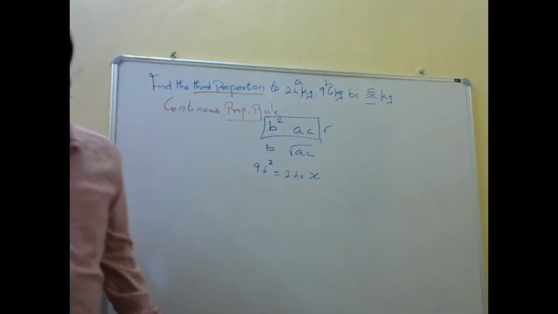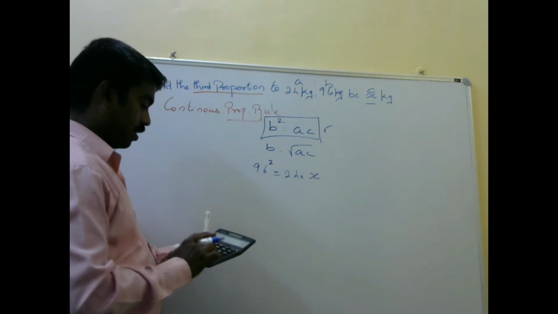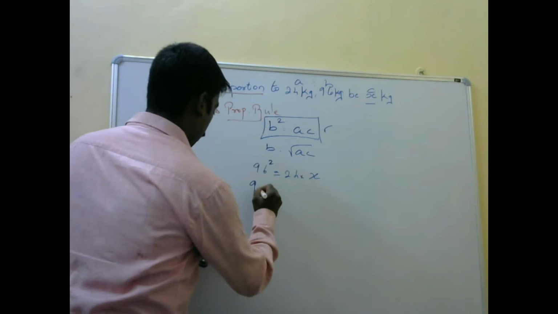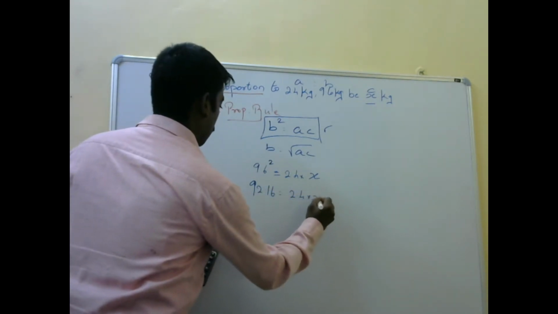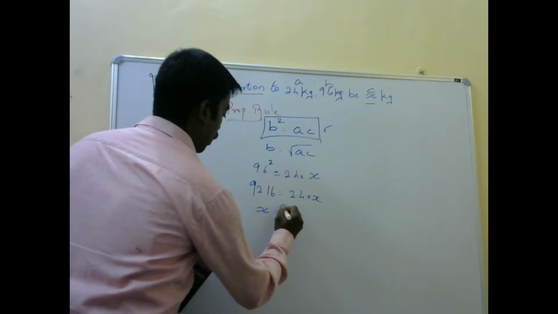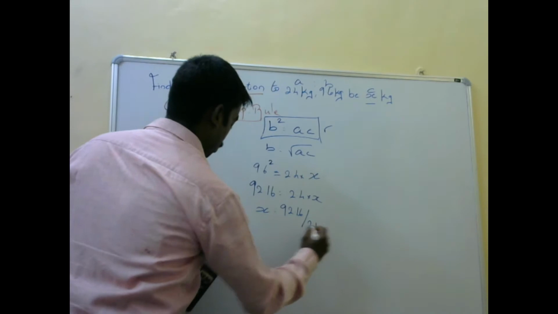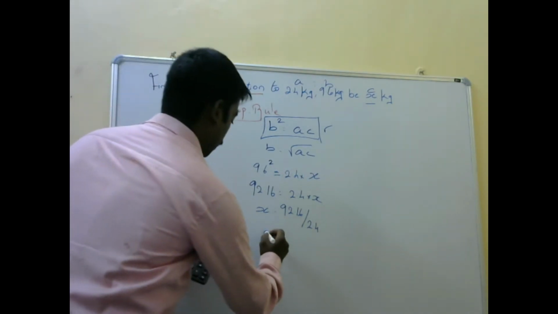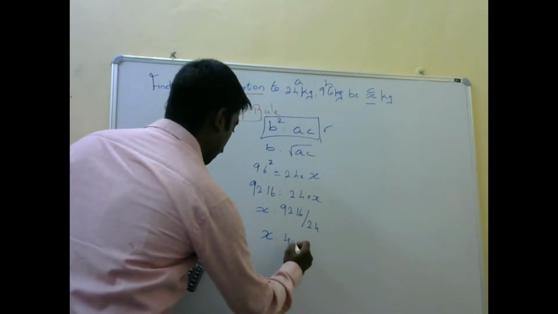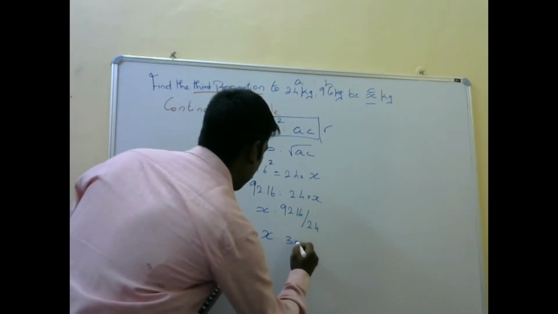9.6 into 9.6, you will get 92.16. 2.4 into x, so x is equal to 92.16 divided by 2.4. You will get x is equal to 38.4.